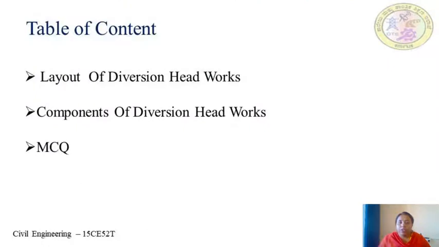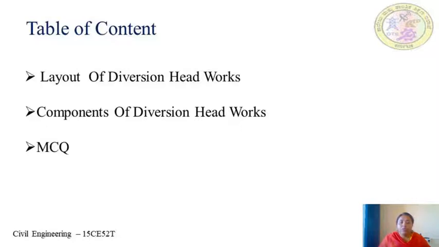In today's session, the topic covered will be the layout of diversion headwork. A brief layout of diversion headwork basically consists of weirs, barrages, under sluices, divide walls, which are the different components you can see in the layout, and fish ladders, approach channels, canal head regulators, etc.